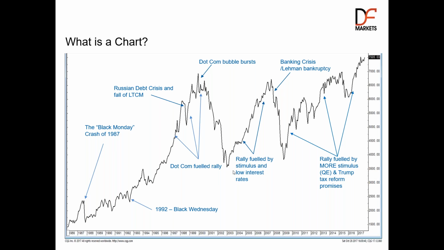So we got to 2002, 2003, and then the central banks started to pump stimulus, and we had low interest rates, and that pushed the market higher. And then we had the banking crisis and the Lehman bankruptcy, and that saw another big drop. And then we saw more stimulus, and now we're seeing the promises of tax reforms from Donald Trump, which are pushing the markets higher, and we're making new all-time highs in equity markets almost daily, especially on the other side of the pond.